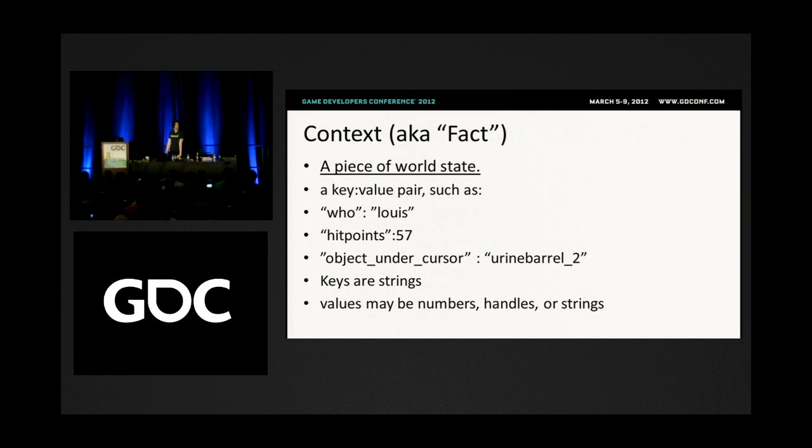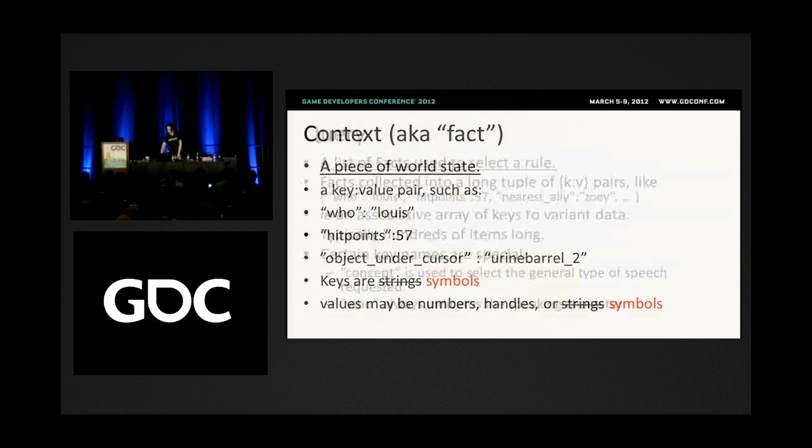So let's think about how we build up these queries. An individual fact is a piece of state. My hit points are 57. It is just a key value pair. It's a name and a value. The name is a string. By the way, when I say string in this talk, I do not mean that you should use a const char star like a noob. I am assuming that you have some kind of interned string representation, some kind of symbol table. I'm just using the word string to mean some kind of human readable, unique identifying number.